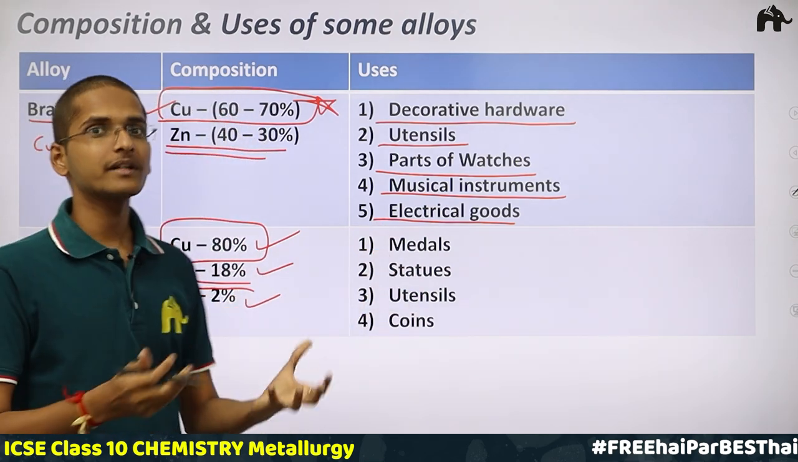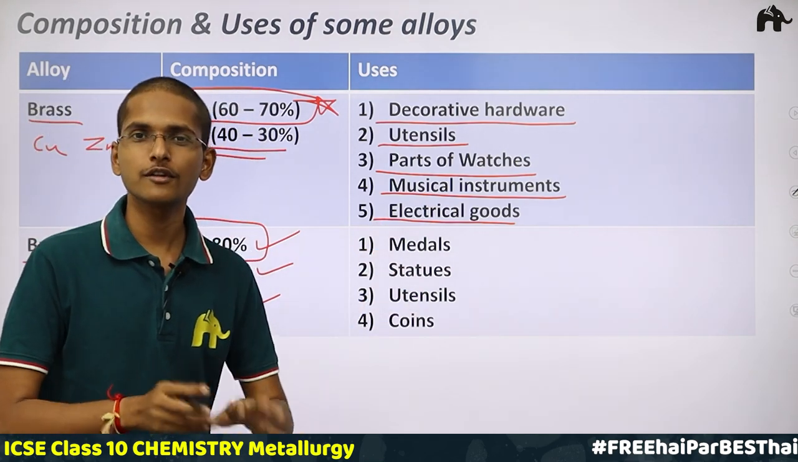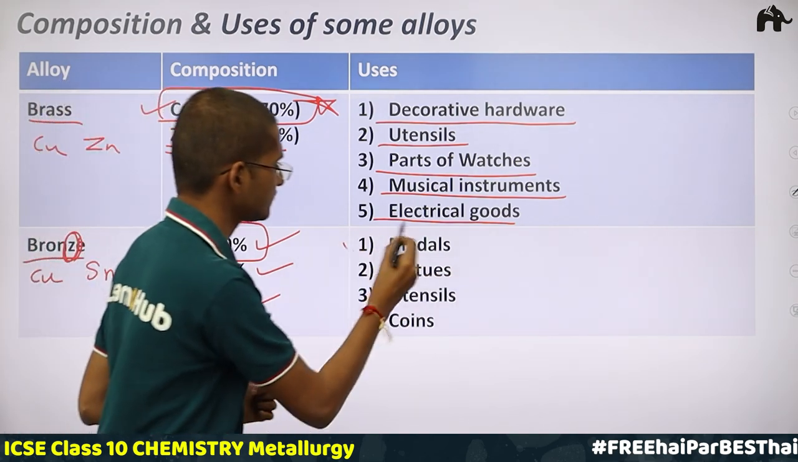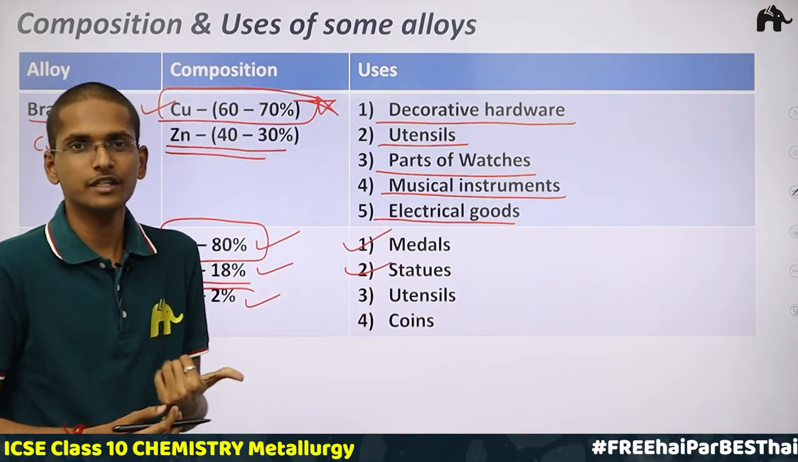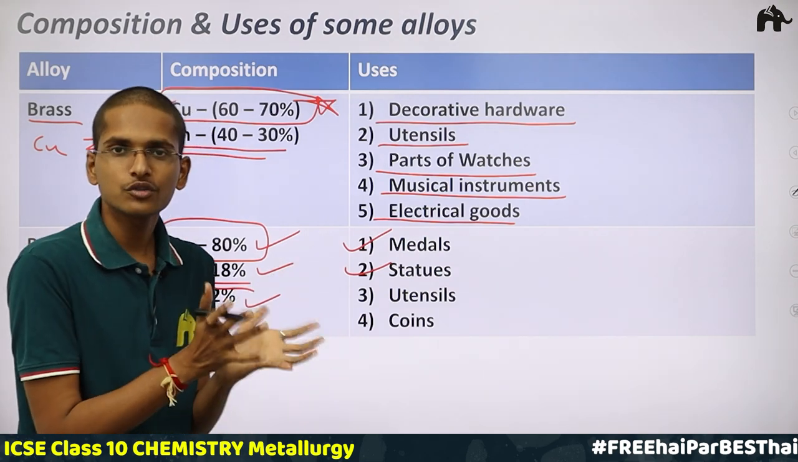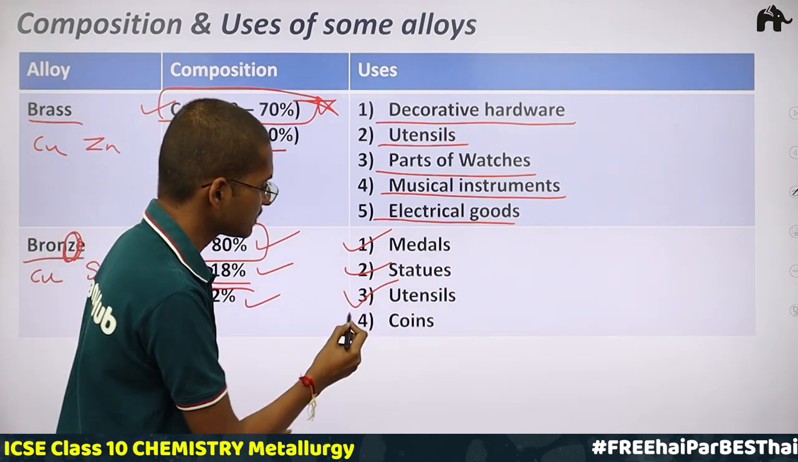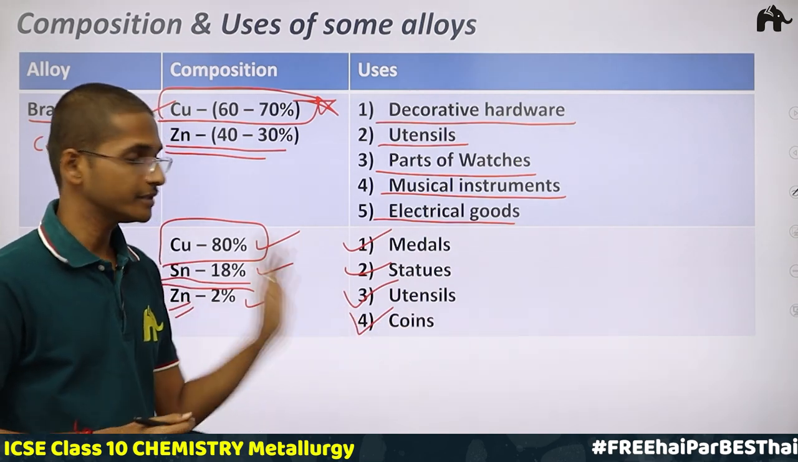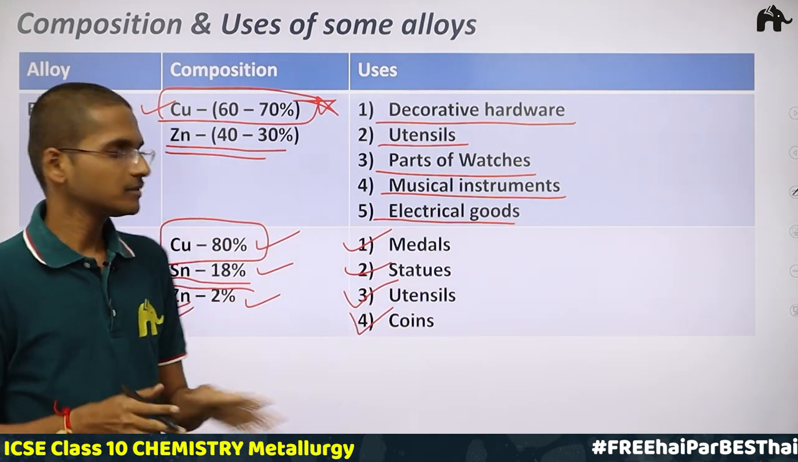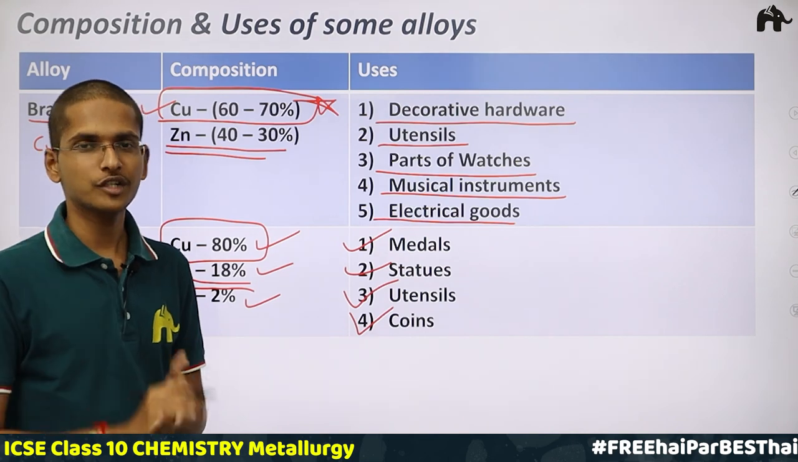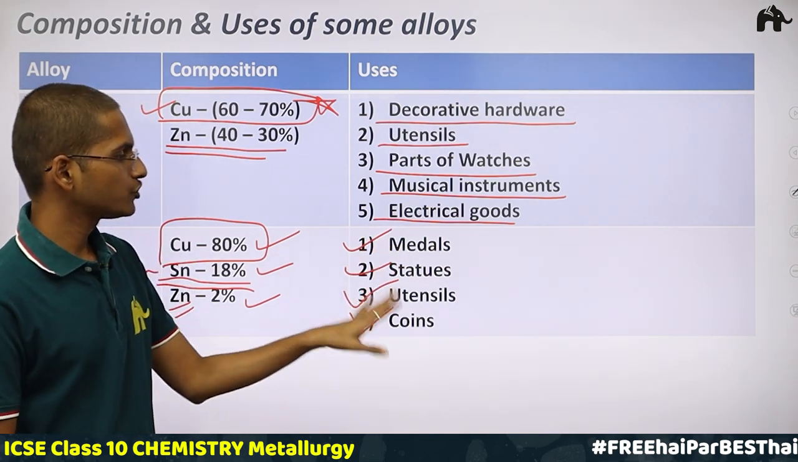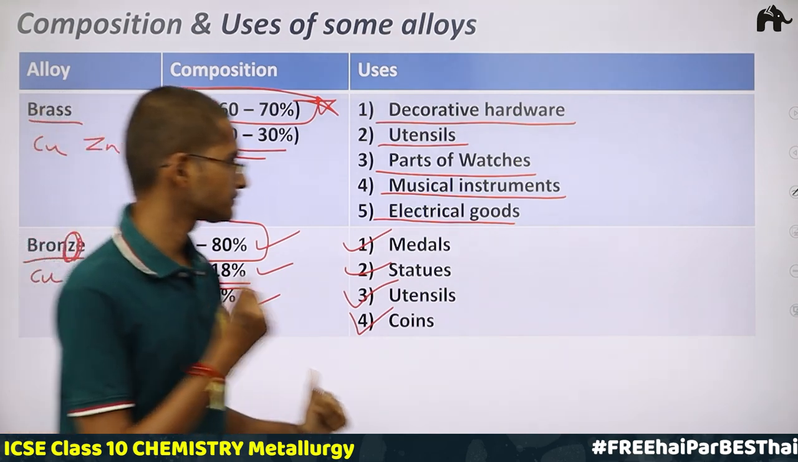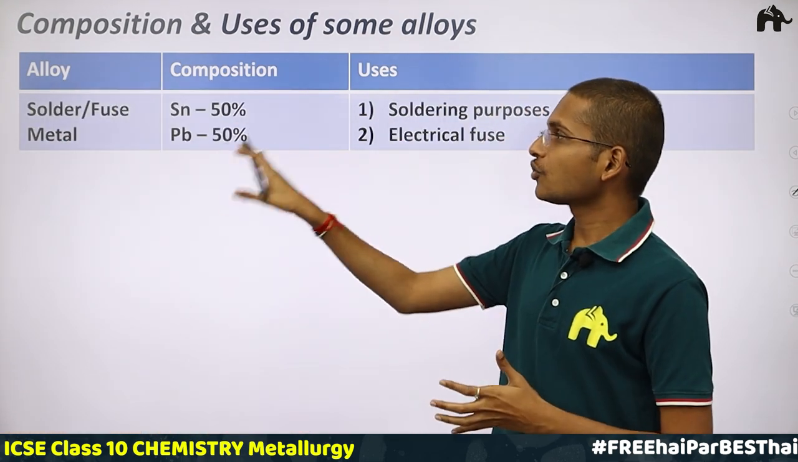Now, the uses of bronze. So bronze medals. We cannot forget about it because we already know gold, silver, bronze. Bronze statues, very famous. You can find bronze statues also. And bronze utensils, bronze coins. Right now bronze is not being used to make coins, but it was used in ancient times. So medals, statues, utensils, coins: these are the uses of bronze. Clear with this part?